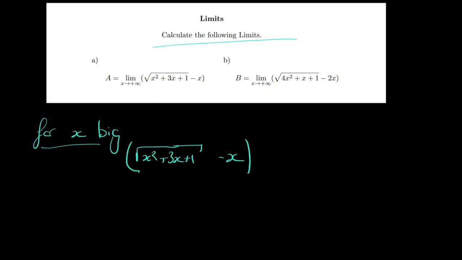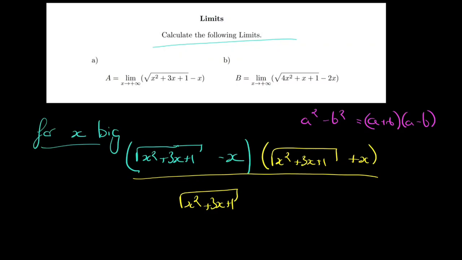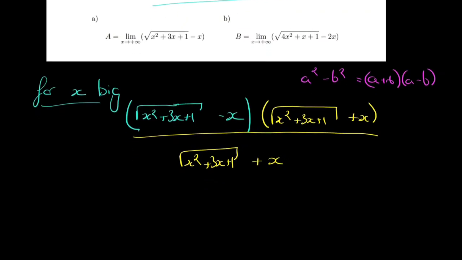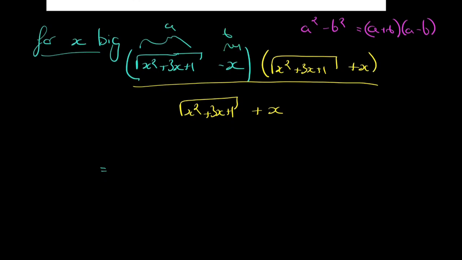We want to get rid of this square root, and so we want to use the a squared minus b squared is equal to a plus b times a minus b identity, and then multiply at the top and at the bottom by square root of x squared plus 3x plus 1 plus x this time, and same thing at the bottom, square root of x squared plus 3x plus 1 plus x. And I will rewrite this as a squared minus b squared. This plays the role of a and this the role of b.